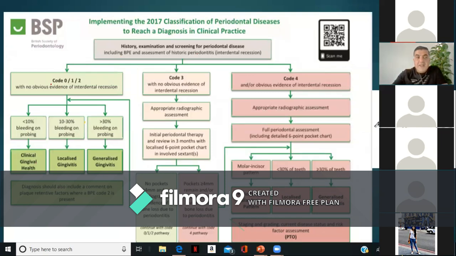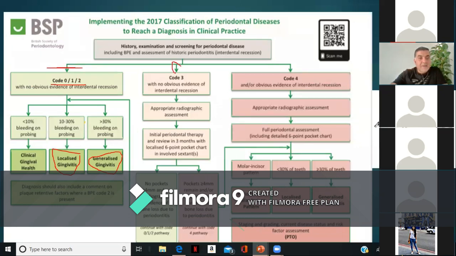Okay, so again, I did my BPE score, 0, 1, 2. This patient has gingivitis. For the patient with gingivitis, I need to do a plaque score and bleeding index, and see if it is less than 30%, it is localized gingivitis. If it is more than 30%, it is generalized gingivitis. So at this point, we don't have periodontitis. Here it's only gingivitis.